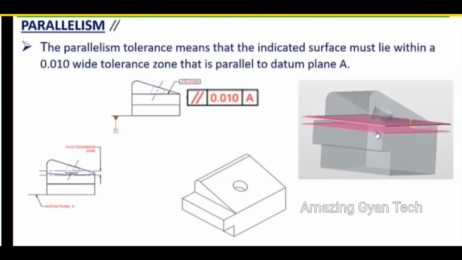Here you can see in pink color we have created two reference planes separated by a distance of 0.01, and the controlled surface which we are going to test should lie between these two planes with respect to the bottom plane. The bottom plane is A. The two planes we have selected for reference should be parallel to the datum plane. In perpendicularity, the reference planes were perpendicular to the datum, whereas in parallelism, the reference planes are parallel to the datum. This is the similarity, so you can get a clear understanding.